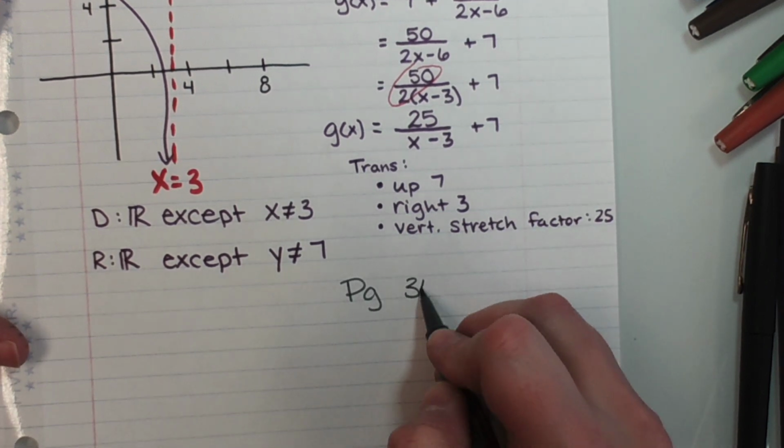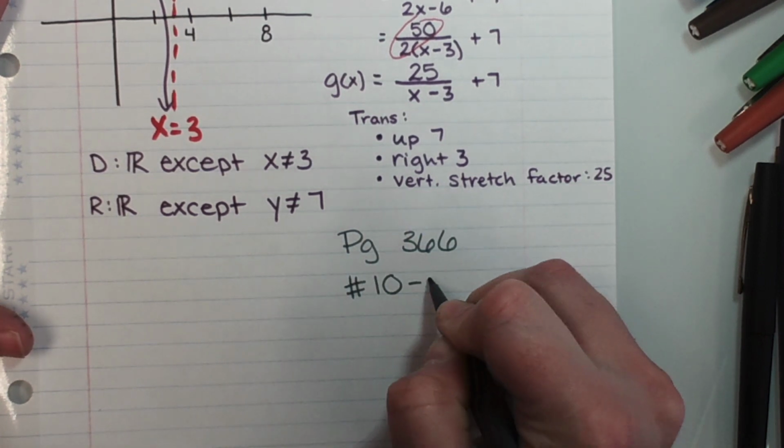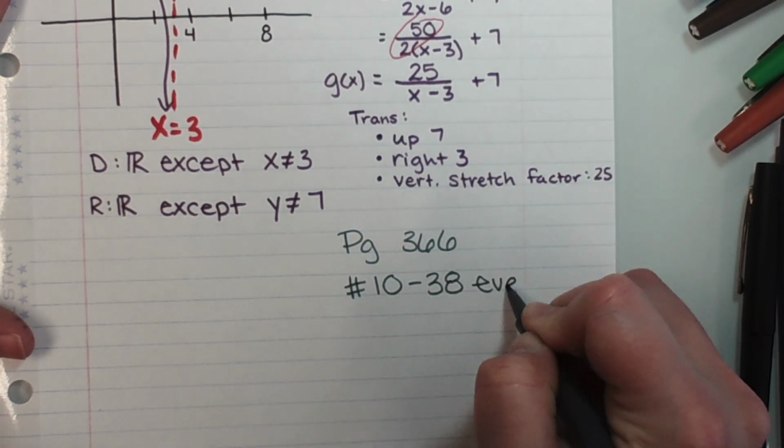Okay. Our practice is on page 366. It is problems numbers 10 through 38, but only the evens.